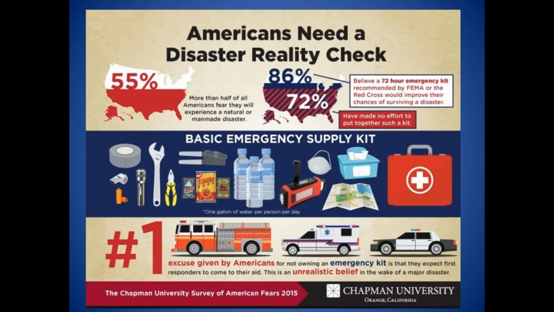A survey from Chapman University in 2015 indicated that more than half of all Americans fear they will experience a natural or man-made disaster. However, while 86% of the survey respondents believe that a 72-hour emergency kit recommended by FEMA and the Red Cross would improve their chances of surviving a disaster, 72% of the respondents said that they do not have such a kit. They've made no effort to prepare for a disaster.